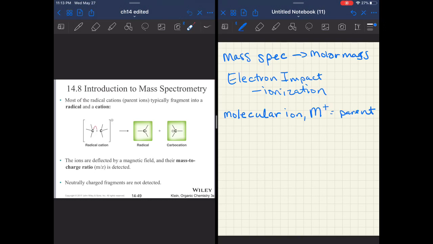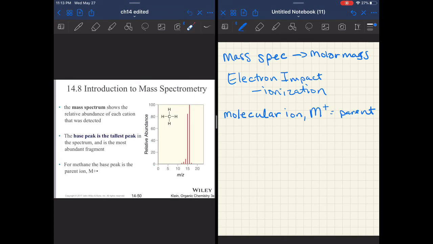It will fall apart, and if it does fall apart, you may get fragments. Now, the radical fragment doesn't get detected. It doesn't have a charge, so it doesn't get deflected, and you never see it. But the positively charged cation fragments will make it to the detector, and you will see a signal for some peak that is smaller than your parent. Right?